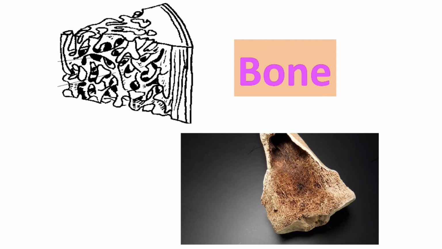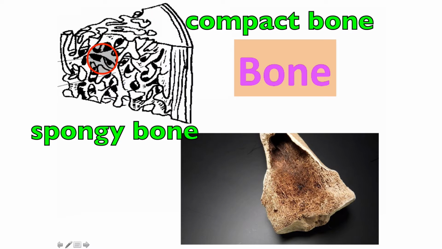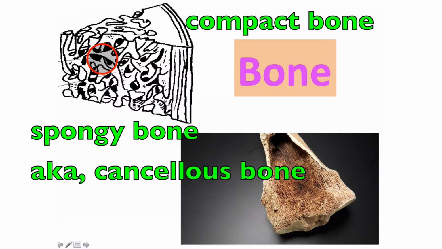Let's take one final look at bone. There are a couple different types of bone. What we see here are two different types. This right here represents compact bone, and this right here represents spongy bone, also known as cancellous bone.